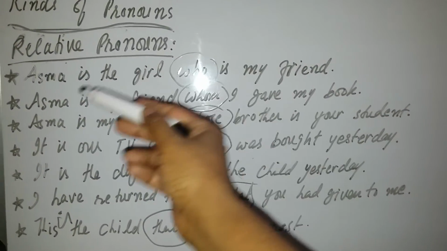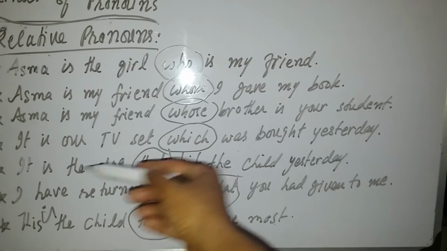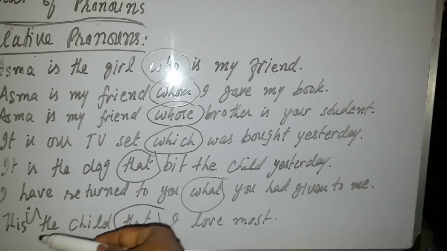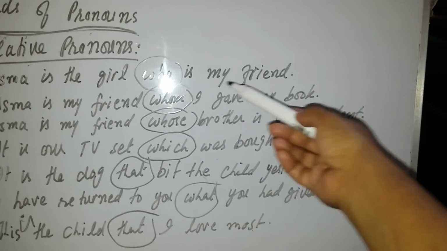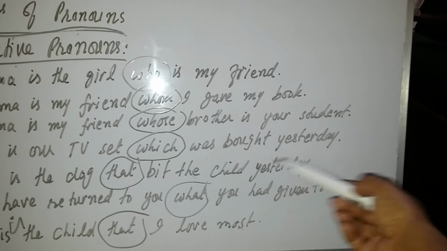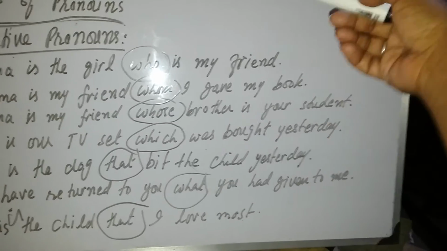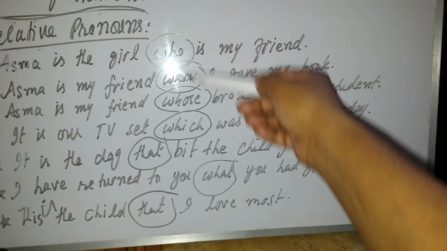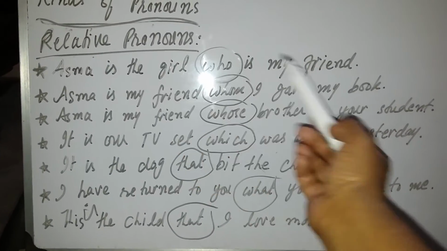Now in all these examples you can see that all these pronouns are used to join two clauses. Asma is the girl, Asma is my friend, it is our TV set, it is the dog, I have returned to you, and this is the child. These are clauses, and these are also clauses: is my friend, I gave my books, brother is your student, was bought yesterday, bit the child yesterday, you had given to me, and I love most. So these two clauses are joined by all these pronouns. That's why they are called relative pronouns, because they relate clauses.